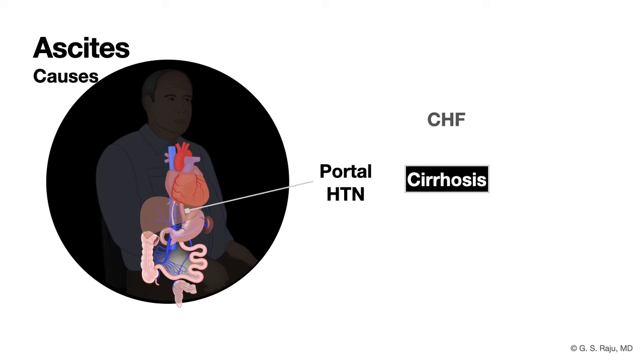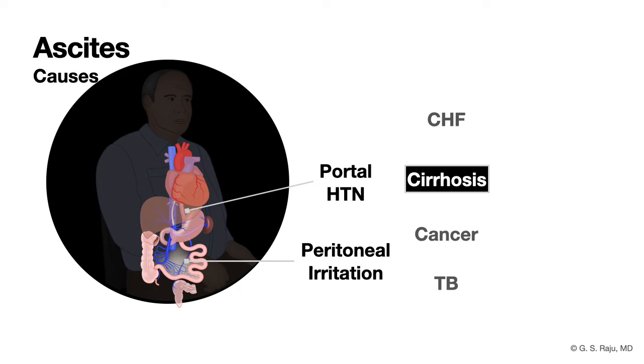The second most important cause, other than portal hypertension, is peritoneal irritation related to either cancer or tuberculosis. So, two important causes for ascites: portal hypertension, peritoneal irritation. And how do you differentiate these two?